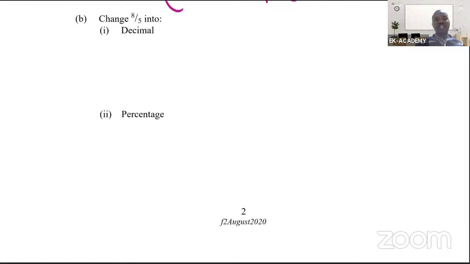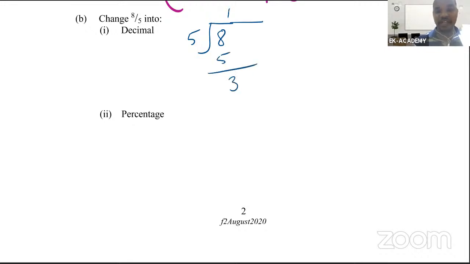Now we're supposed to change 8/5 into decimals. So you're going to take 8 divided by 5. You get 1, 1 times 5 is 5, 8 minus 5 you get 3. You add 0 and a decimal point there. So now it is 30, 6 times 5 is 30, you subtract, it is gone. Therefore, 8/5 equals 1.6.